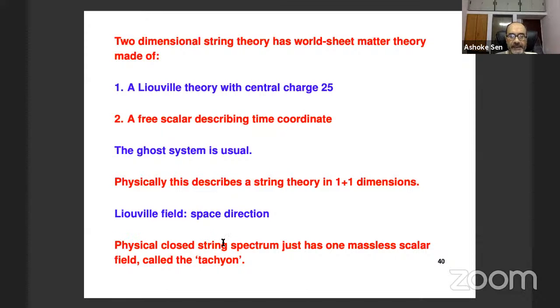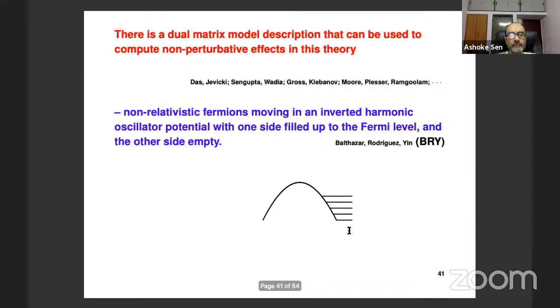In this theory, the physical closed string spectrum has just one massless scalar. This is called the tachyon, even though it's a massless scalar; this name is inherited from critical string theory. But in two-dimensional string theory, there is one massless scalar, and the perturbation theory seems to be completely well defined. Now, in this case, there is a dual matrix model description, and this can be used to compute the non-perturbative effects in this theory.